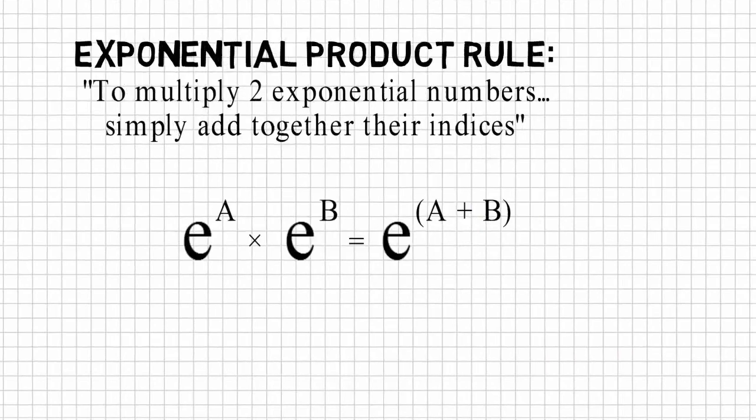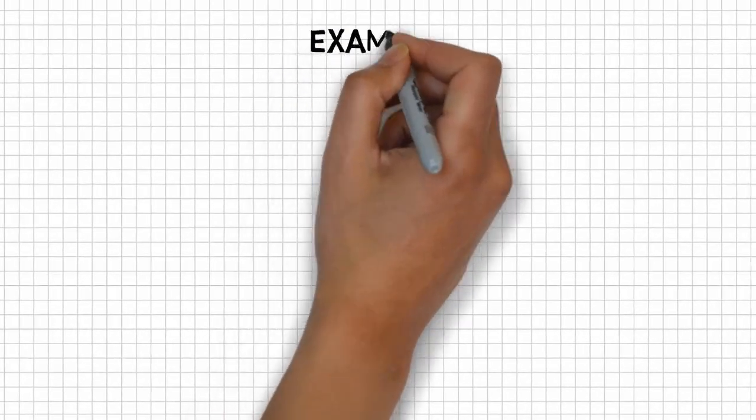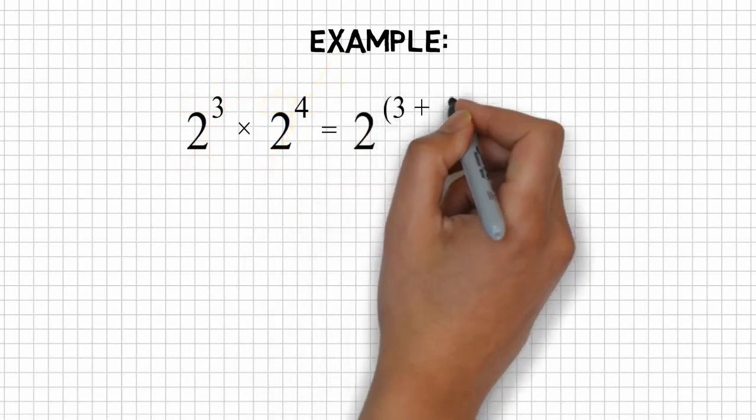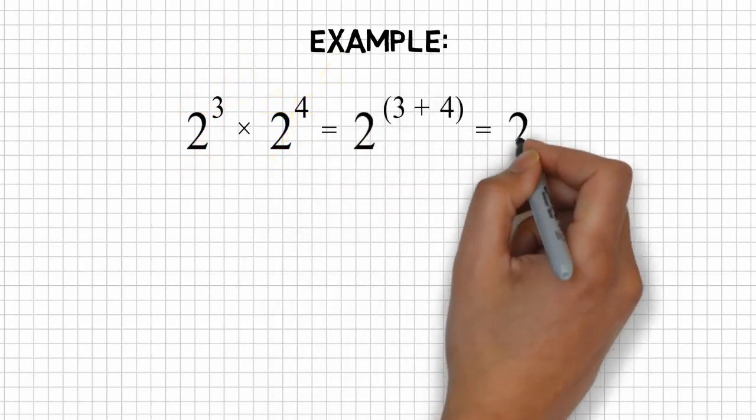Let's leave Euler out of it for a second and take a simple example. If I want to multiply 2 to the power 3 by 2 to the power 4, all I have to do is add together the 3 and the 4 to get the answer. 2 to the power 3 times 2 to the power 4 equals 2 to the power 3 plus 4, which is equal to 2 to the power 7.